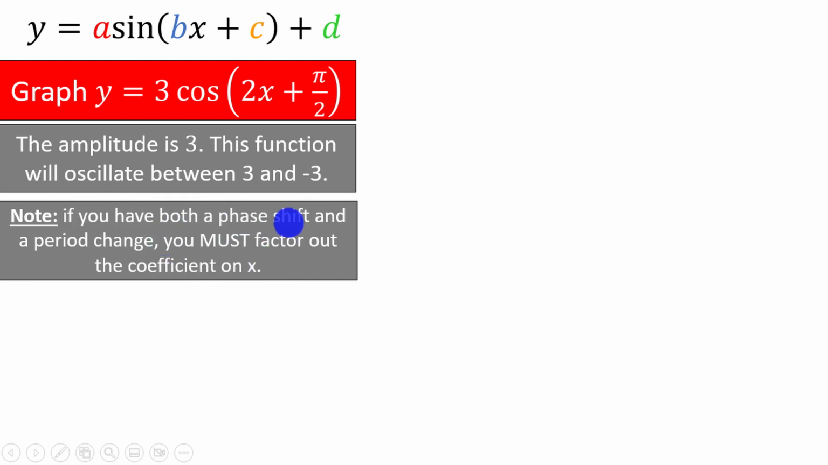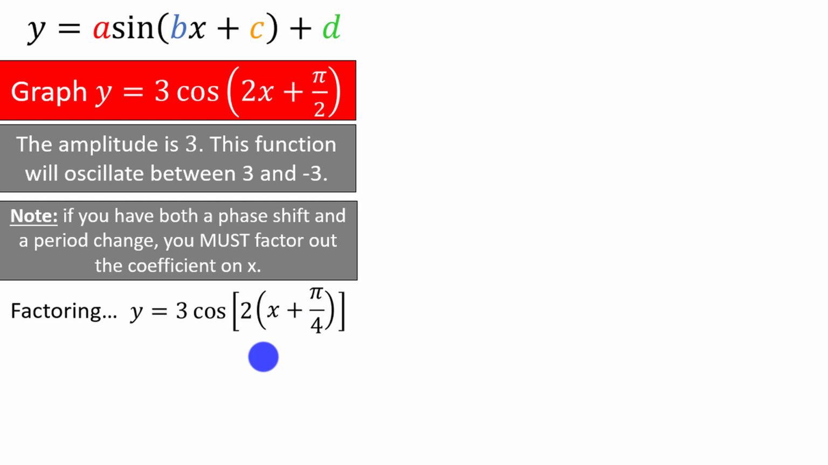If you have both a phase shift and a period change, indicated by a value for c and b, you must factor out the coefficient on x to properly identify the phase shift. The coefficient on x is 2, so that means we must factor out a 2. So we have y equals 3 times cosine of 2, and then we will write the rest of the function on the inside here. So we need to think to ourselves, what do we need to write in parentheses so that we have factored correctly? Well, we must have x plus pi over 4.